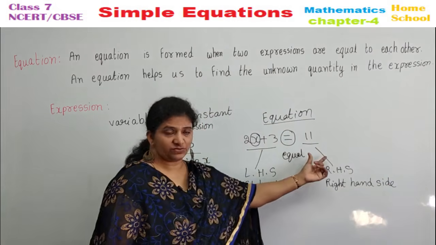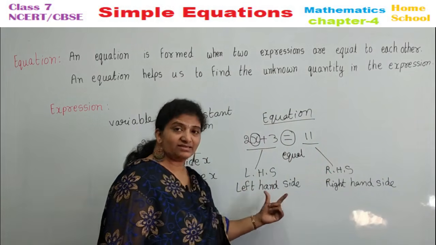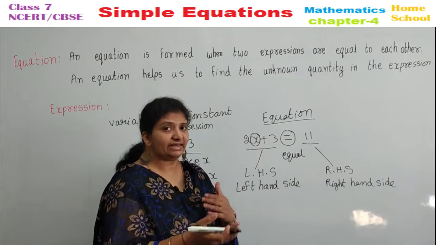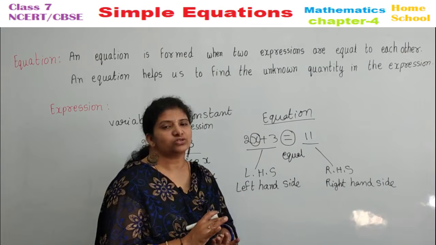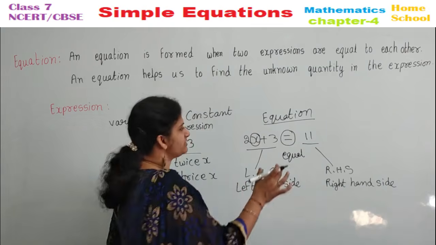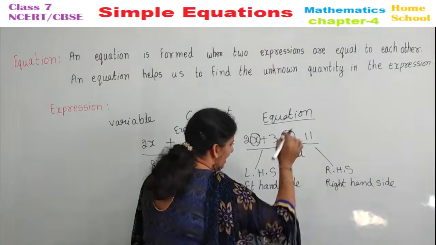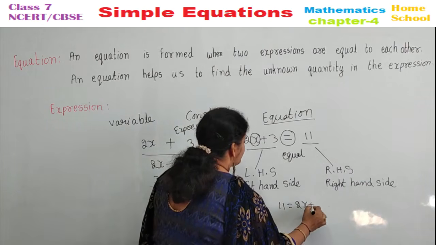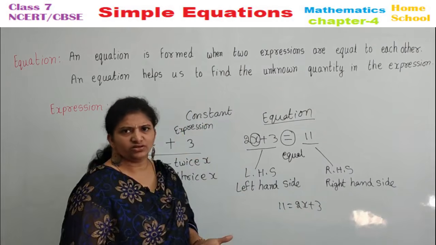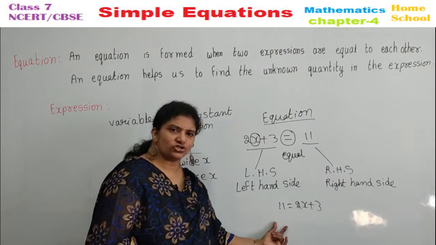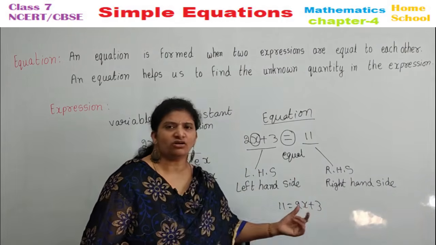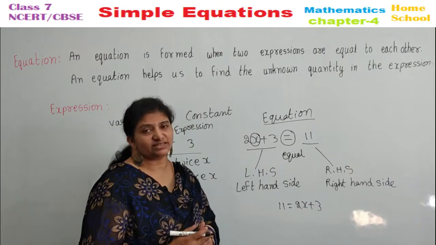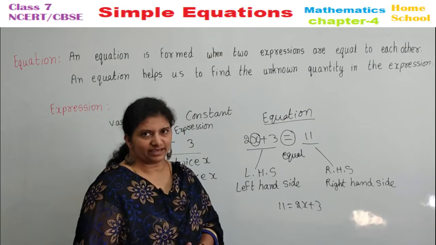LHS, RHS we call. That is left hand side, right hand side. When two expressions are interchanged at a time, there is no change of sign. Means, look here, LHS is equal to RHS you have. Now, I rewrite this equation, 11 is equal to 2x plus 3. Is there any change? No, nothing. RHS is interchanged to LHS and LHS is interchanged to RHS. Right? If at a time it is interchanged, there is no change of signs.